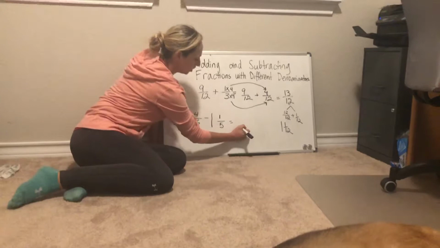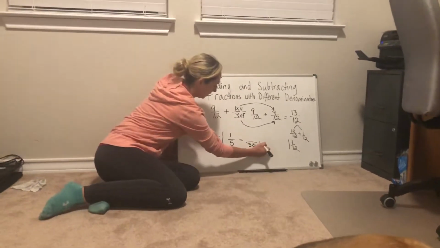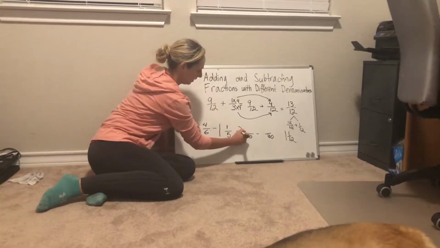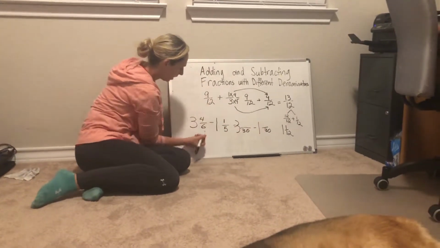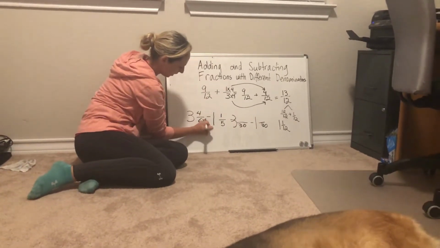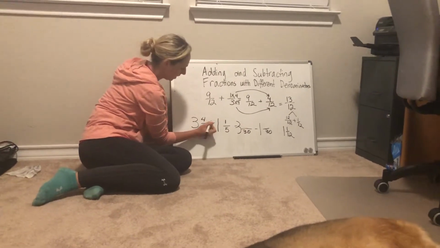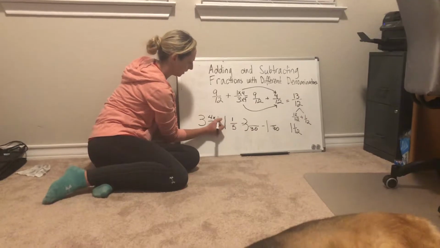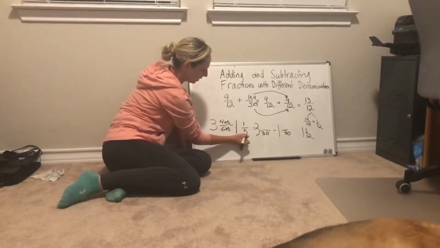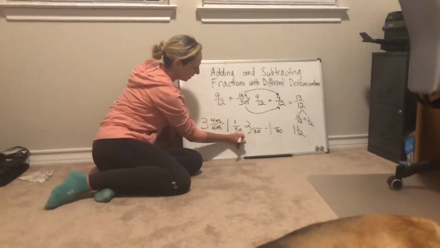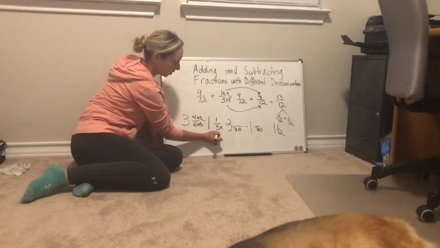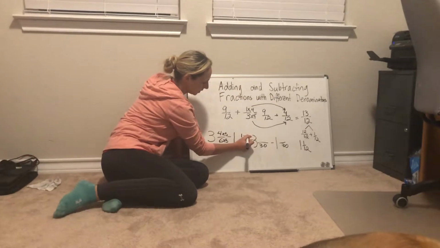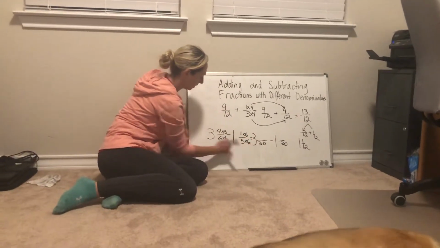So to get to the denominator of 30, I'm going to leave alone my whole numbers. And I'm going to multiply 6 by 5. 6 times 5 is 30. And since I multiply the denominator by 5, I have to multiply my numerator by 5. Now here I have a denominator of 5. I'm trying to get 30 again. So 5 times 6 is 30. And 1 times 6 is 6.